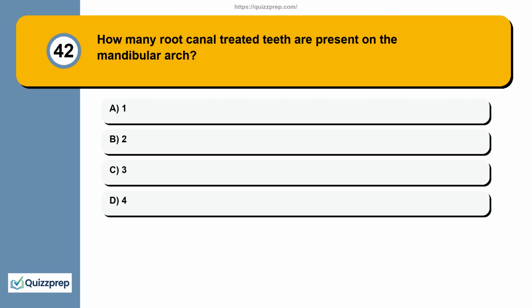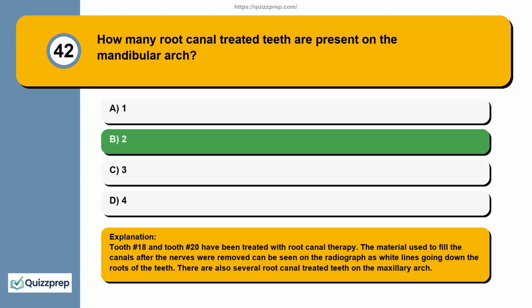Question 42. How many root canal treated teeth are present on the mandibular arch? 1, 2, 3, 4. Tooth number 18 and tooth number 20 have been treated with root canal therapy. The material used to fill the canals after the nerves were removed can be seen on the radiograph as white lines going down the roots of the teeth. There are also several root canal treated teeth on the maxillary arch.